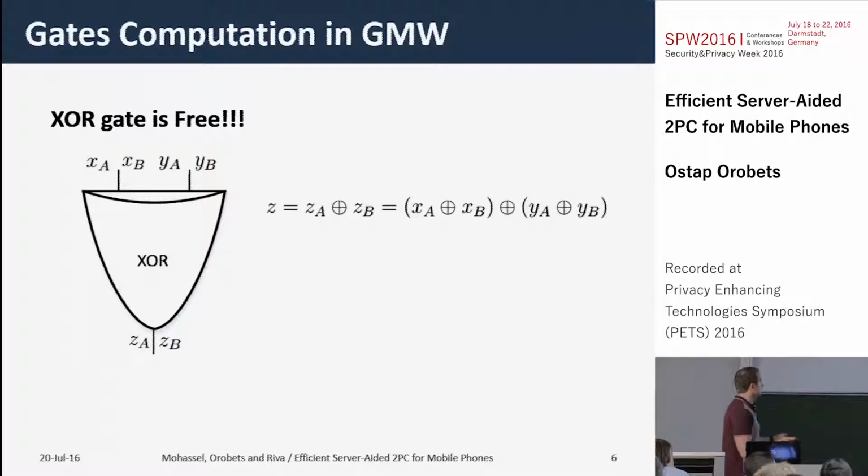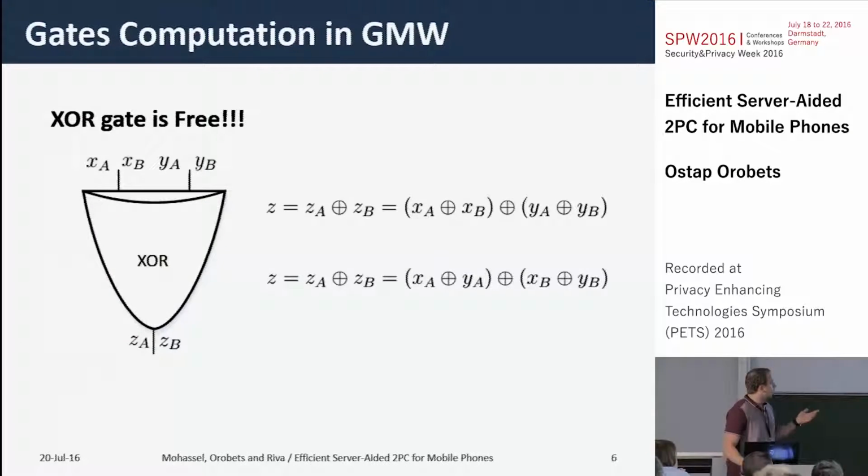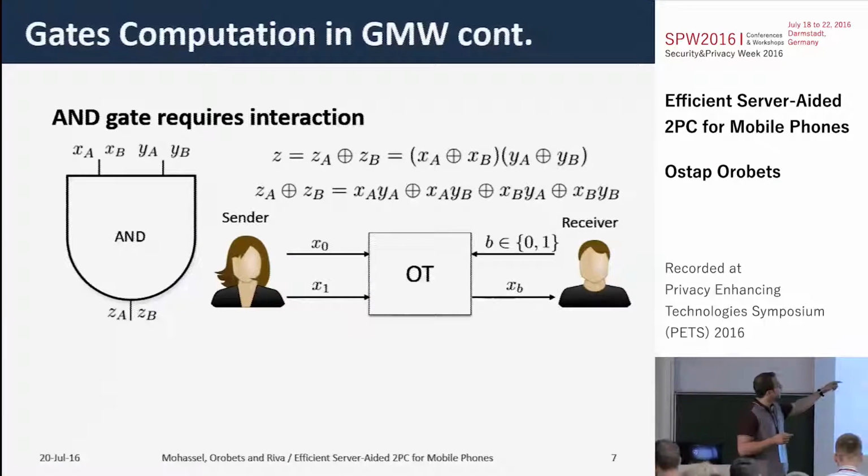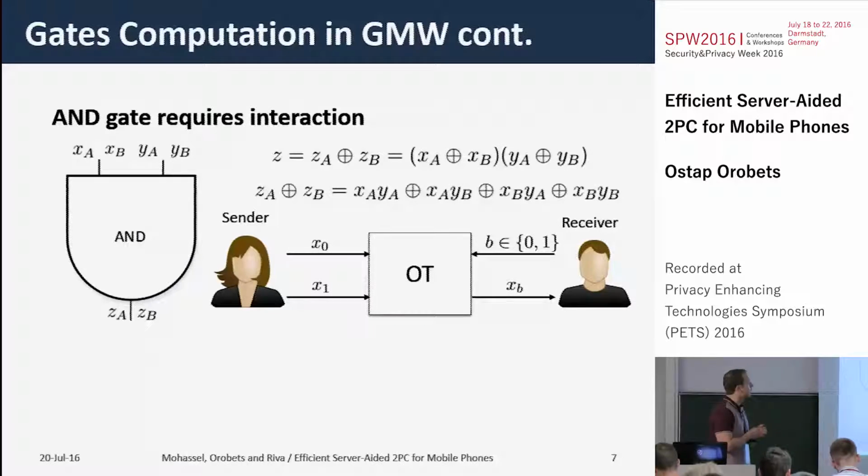The XOR gate is pretty trivial. What do the parties need to do to compute those output shares? They just take their input bits, XOR them, and it's done. The computation is done locally. Everyone has output shares, and we're done. The tricky part is the AND gate. What do we do, especially when we have these cross products XA, YB, and XB, YA?